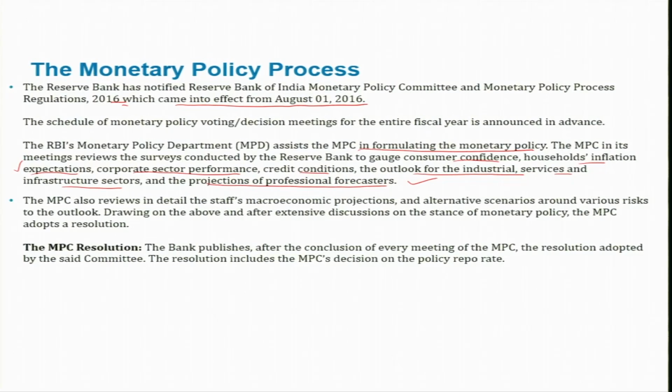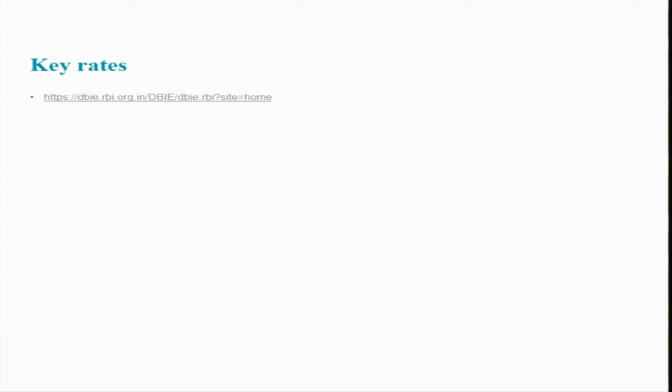The MPC also reviews in detail the staff's macroeconomic projections and alternative scenarios around various risks to the outlook. Drawing on the above, and after extensive discussion on the stance of monetary policy, the MPC adopts a resolution. RBI publishes the MPC resolution after the conclusion of every meeting of the committee. The resolution includes the MPC's decision on the policy repo rate.